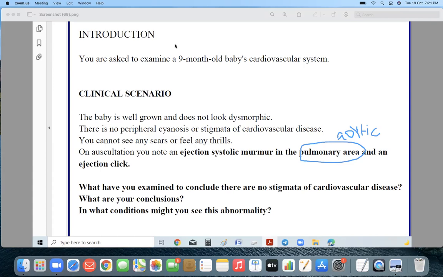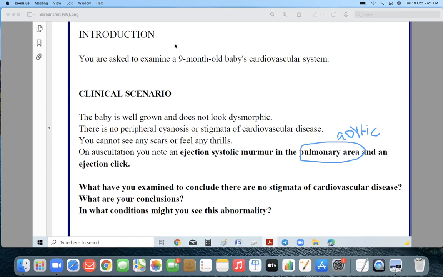I would like to check the character of the murmur. Character is blowing. Okay. Then what is the character of the murmur? It is blowing.